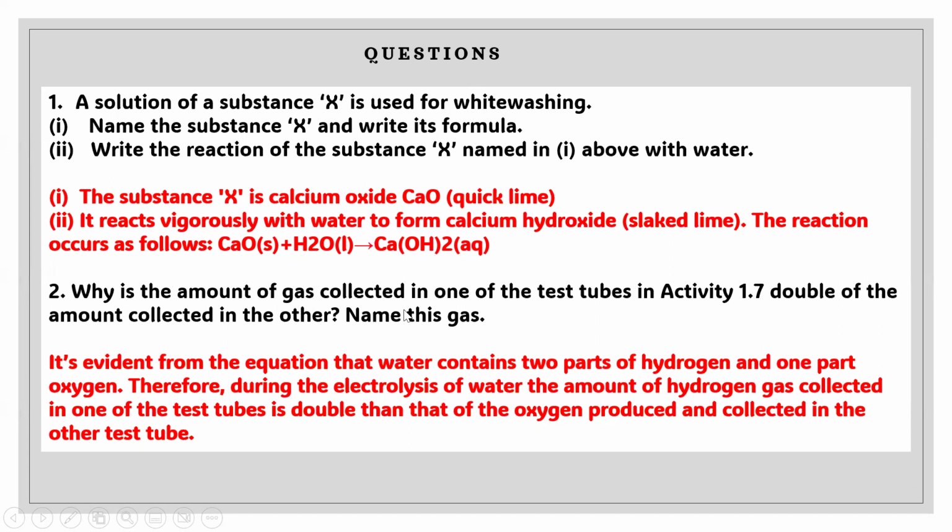Next one is, why is the amount of gas collected in one of the test tubes double? So in that activity we saw the electrolysis of water, right? We get 2 parts of hydrogen and 1 part of oxygen, because we know that water contains 2 parts of hydrogen and 1 part of oxygen. So upon electrolysis also, the hydrogen gas collected in one of the test tubes is double, because we have H2 and O. That's what we get, 2 portions of hydrogen gas and only 1 portion of oxygen gas produced in a test tube.